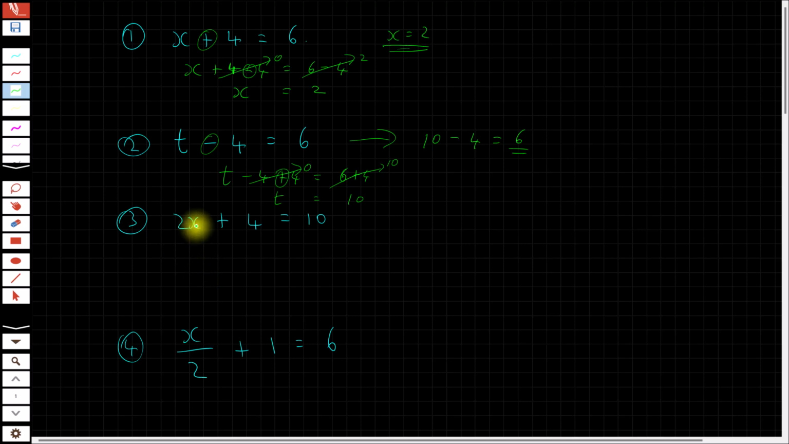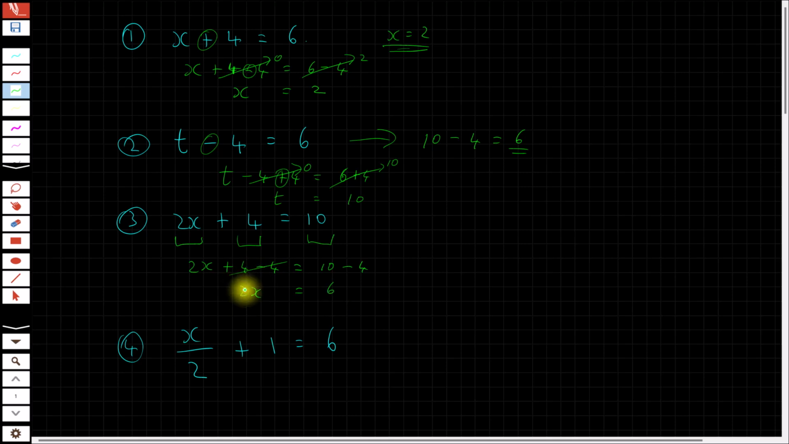Number 3, we have 2 multiplied by x. This is the same as 2 times x plus 4 equals 10. So this is one term, this is another term, and this is another term. We'll keep the 2x just there for the time being, and we'll get rid of this 4. So this is a plus 4, we need to take away 4. So we have plus 4 take away 4 equals 10 take 4. This will cancel out, so we're left with 2x equals 6.